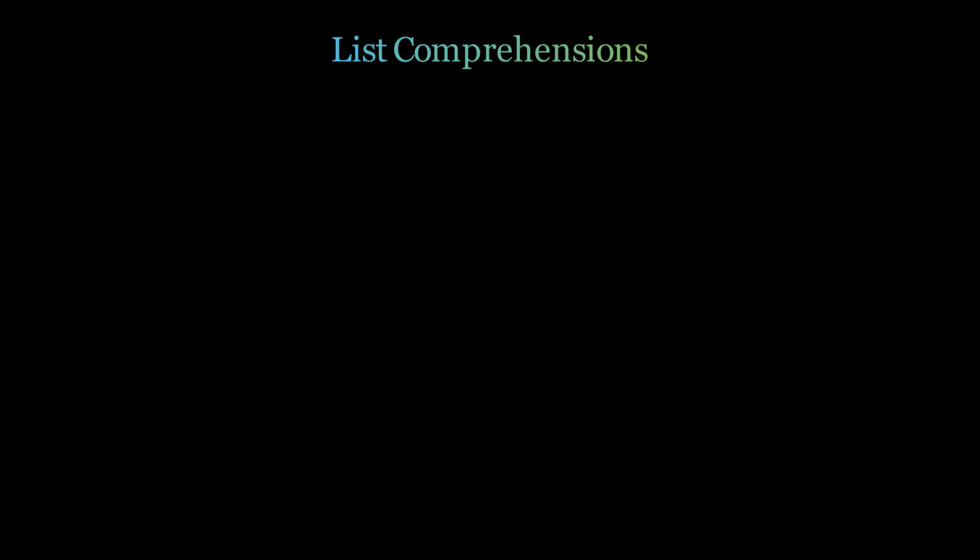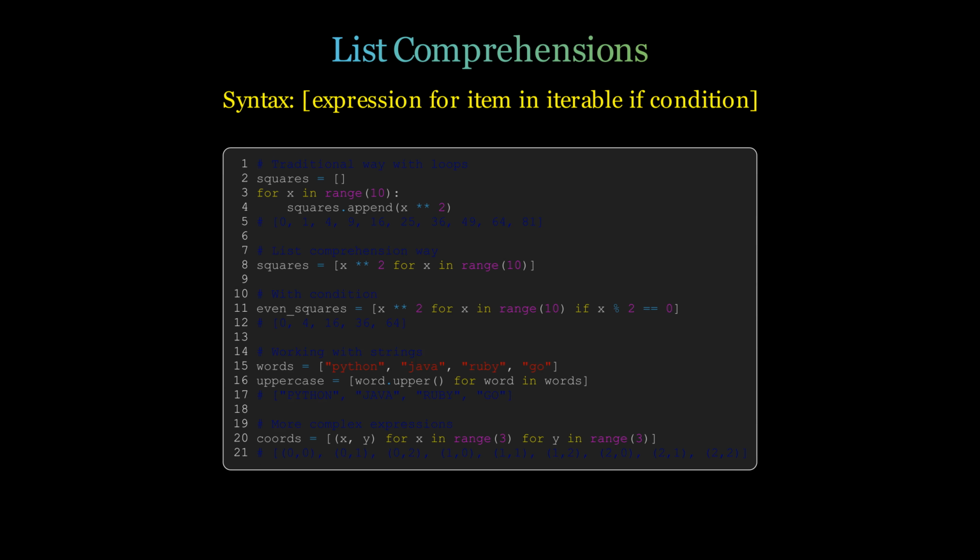List comprehensions provide a concise way to create lists based on existing sequences or ranges. They're more Pythonic and often faster than traditional loops. The traditional loop approach requires multiple lines. List comprehensions do the same in one line. We can add conditions to filter elements, work with any iterable, and even create nested combinations like coordinate pairs.